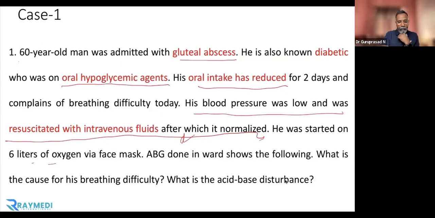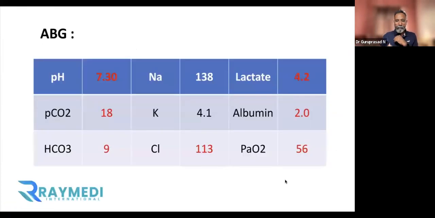He was started on 6 liters of oxygen via face mask. ABG is done and shows the following. What is the cause for breathing difficulty and what is the acid-base disturbance? So these are the values. The pH is 7.3. The PCO2 is 18. The bicarb is 9. Sodium is 138. Potassium is 4.1. Then 113 is the chloride. Lactates are high. Then the albumin is low and PaCO2 is 56.